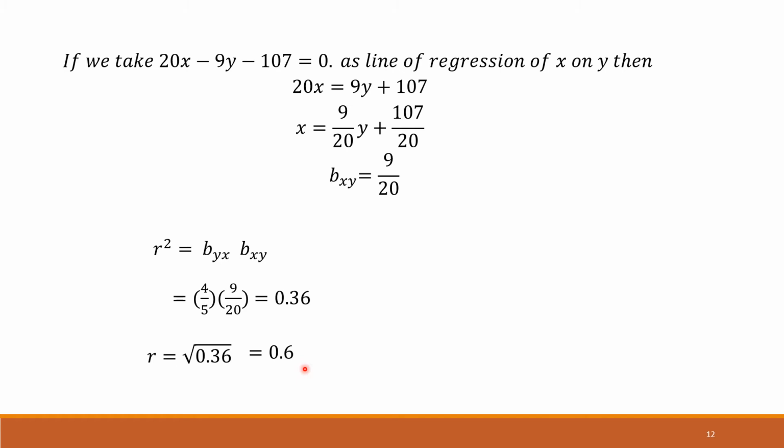We have to see that when we choose the lines of regression of x on y or y on x, bxy and byx, if they are both less than 1, it is well and good. Or if one is greater than 1, the other one has to be less. Then only will we get an r value that lies between -1 and +1.